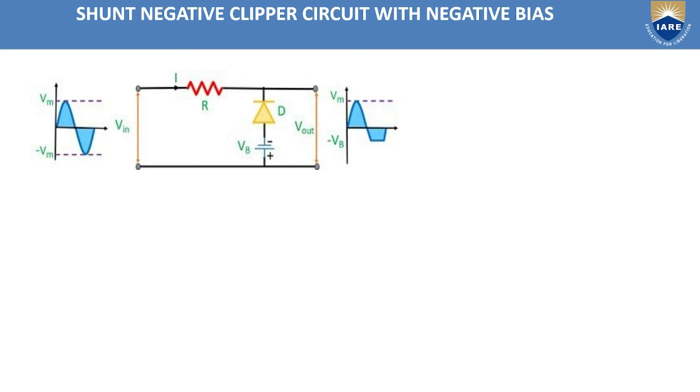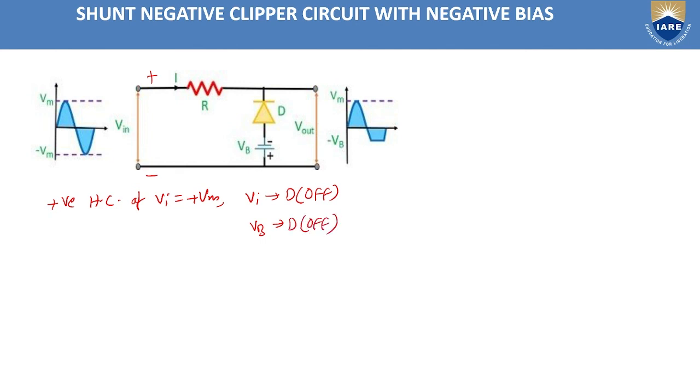And next we will see the shunt negative clipper with negative bias. Here we have to change the direction of the battery. So again, if you take the positive half cycle of my input voltage, that is equal to plus Vm. In this case, the input is making the diode reverse biased, in off state, and also Vb is making the diode off.